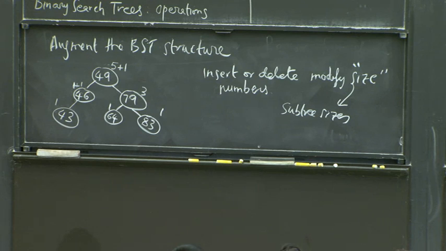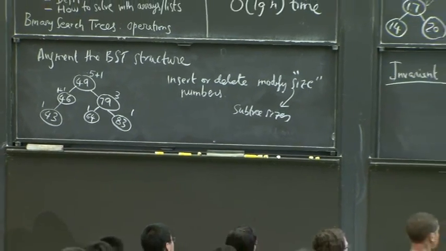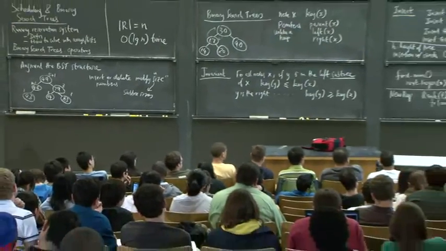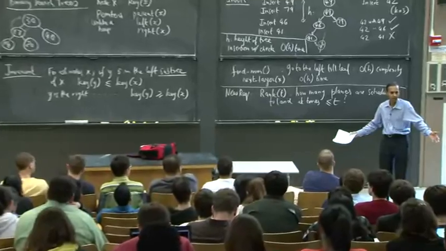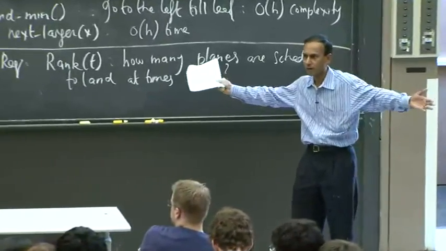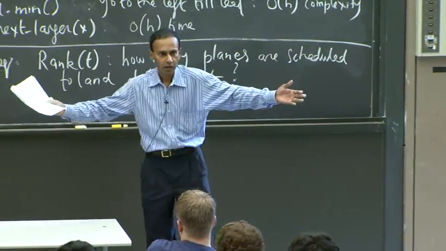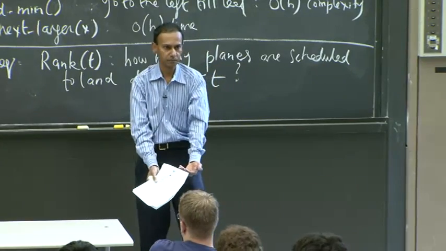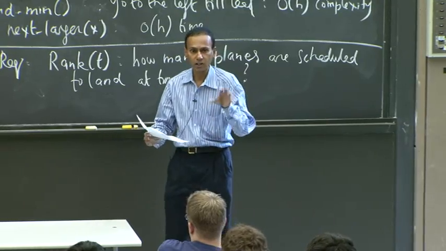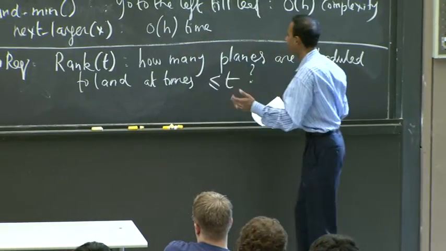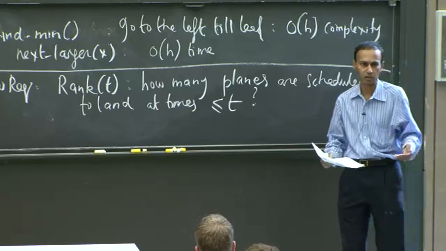So there's one thing missing here, though. I've told you how these subtree sizes work, but it's not completely clear. This is the last thing we have to do: how are you going to compute rank T from the subtree sizes, right? Everyone understand subtree sizes? It's just the number of nodes that are underneath you, okay? And you remember to count yourself, all right? Now, what is rank T? Rank T is how many planes are scheduled to land at times less than or equal to T, all right?